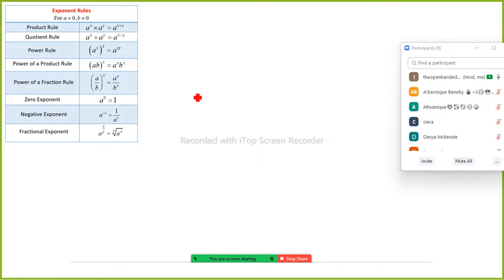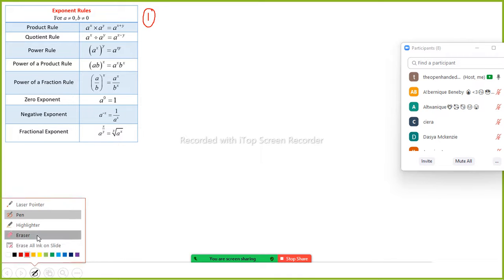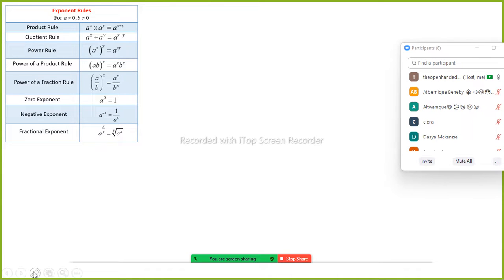Okay, so question number 1. By the way, we're trying to simplify as much as possible. So practice. This is a very important lesson, again, to see how all of the rules interact. Practice. Simplify.